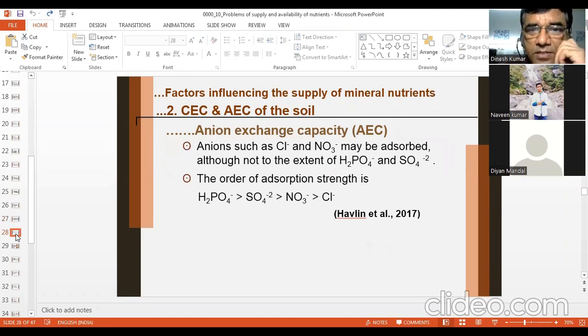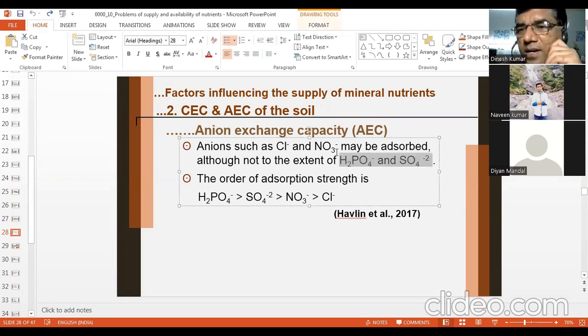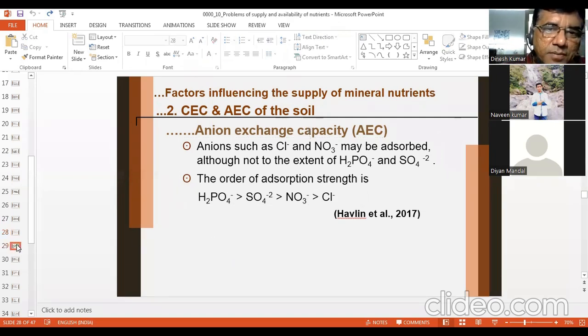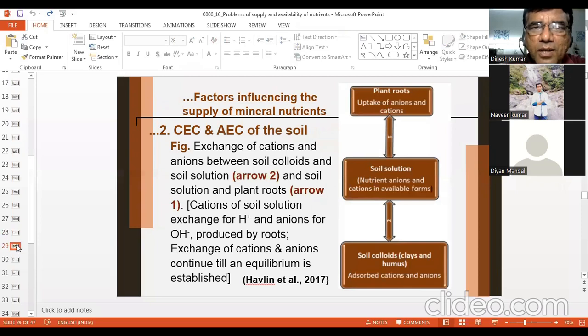Now you see anions such as chloride and nitrate may be adsorbed, although not to the extent of H2PO4 and sulfate. Means they are actually more strongly attached than chloride and nitrate. The order of desorption strength is H2PO4, SO4, NO3, chloride. So chloride can be easily removed, followed by nitrate, sulfate, and it is difficult to remove H2PO4. So this is comparative desorption.